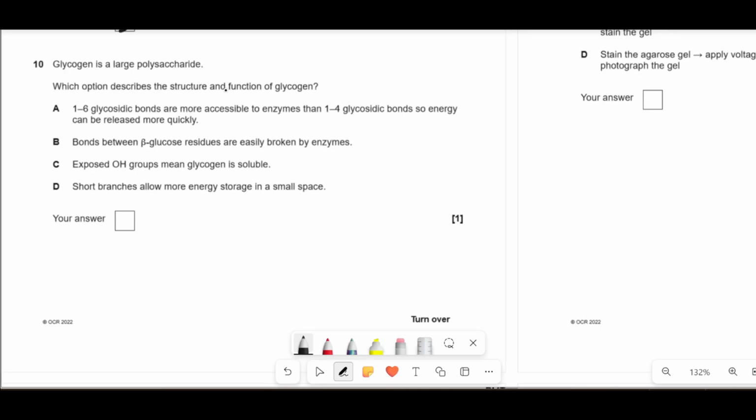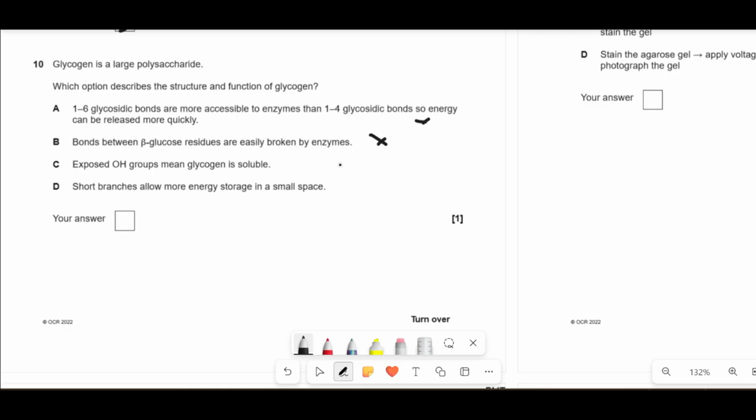Now it says glycogen is a large polysaccharide. Which option describes the structure and function of glycogen? It says 1 to 6 glycosidic bonds are more accessible to the enzymes than 1 to 4 glycosidic bonds, so energy can be released more quickly. With glycogen, it's branched, and that gives it more accessibility, meaning you can hydrolyze more glycosidic bonds and release energy, so that one's out. Bonds between beta-glucose residues, well, no, it's not made of beta-glucose, so that's out. If we look at C, exposed OH groups means that glycogen is soluble.